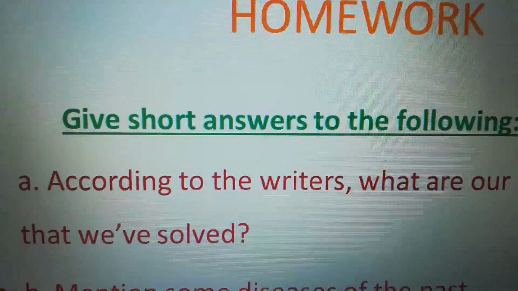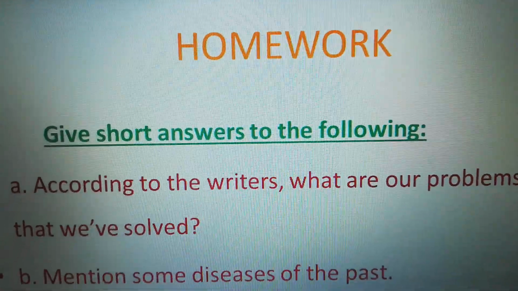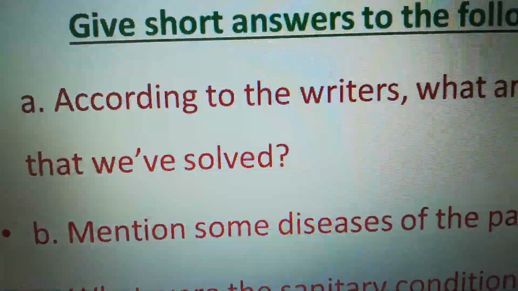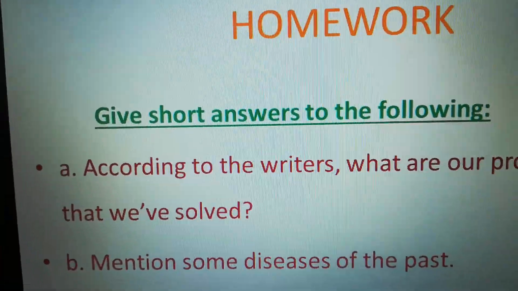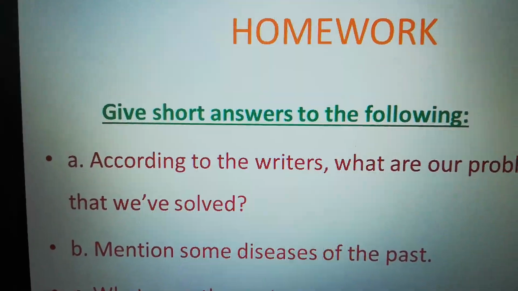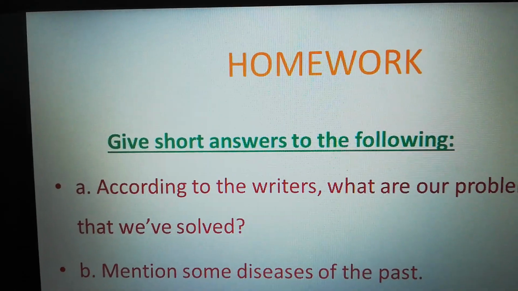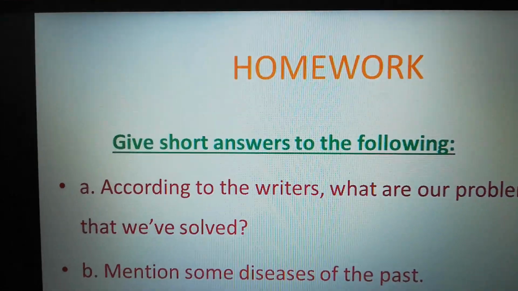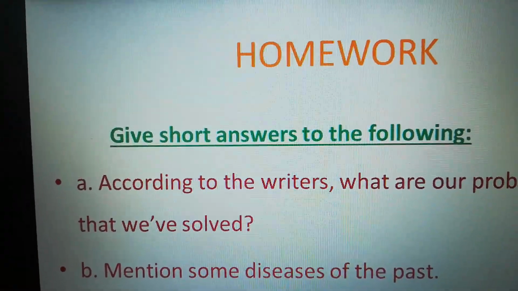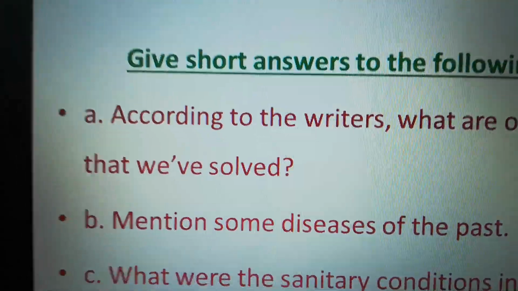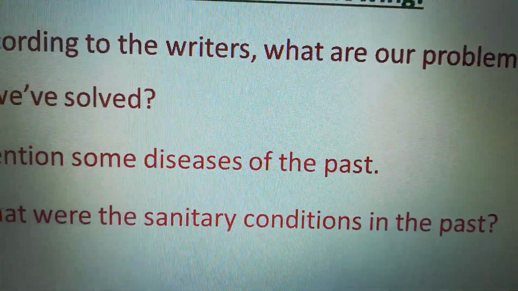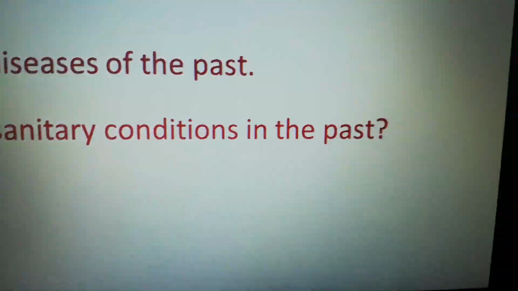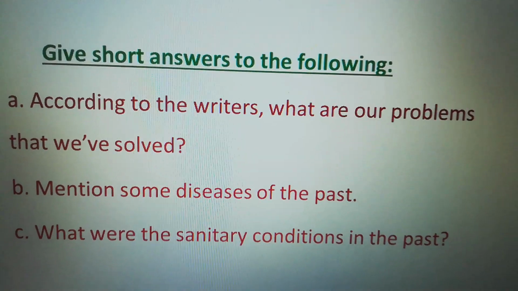According to the paper pattern, you will be asked to give short answers to the following. A. According to the writers, what are the problems that we have solved? You will get the answer if you read the text thoroughly and wisely. Then you will also make answers to the questions. Second, mention some diseases of the past. Very simple, and I think you can easily write it. What were the sanitary conditions in the past? These questions are asked to you.